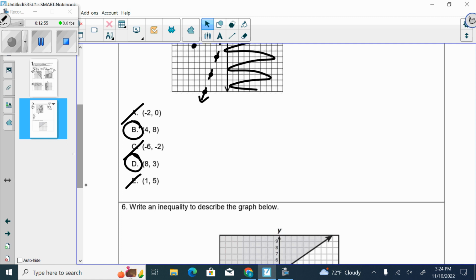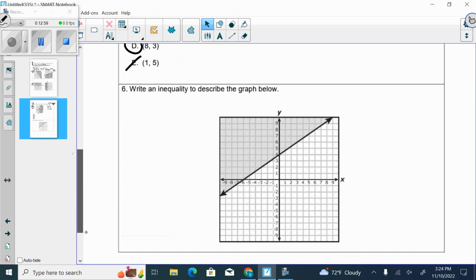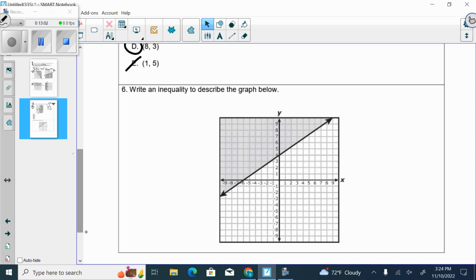All right. Okay, last one. Says to write an inequality to describe this graph. So this time it's already graphed. We're going to write the equation. Okay? So remember, we want it in y equals mx plus b form, right? So I'm going to have y. I'm not going to use an equal sign because we're going to want an inequality, right?